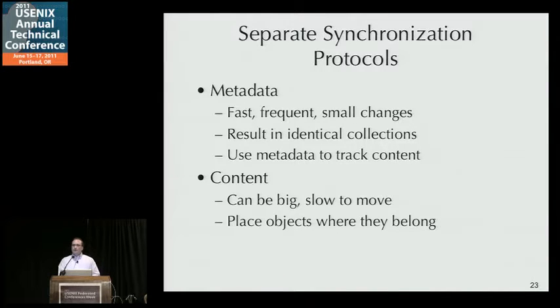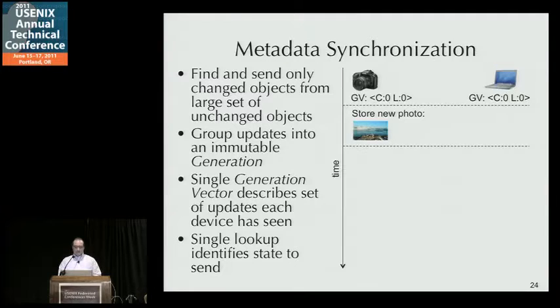Since we have two different kinds of data, we treat them very differently as far as the underlying synchronization goes. So metadata is fast, it's small. We want to send these updates as fast as we can. And the end goal of the metadata synchronization protocol is to produce identical copies of the metadata on every one of my devices. We'll also make use of the metadata to track where content actually resides. Content, on the other hand, is big, could be slow. We'll do that later depending on what the network availability actually is and how much space we have and so on.